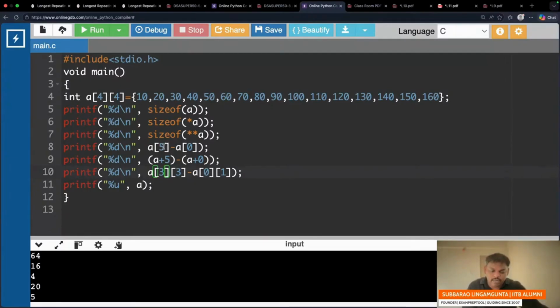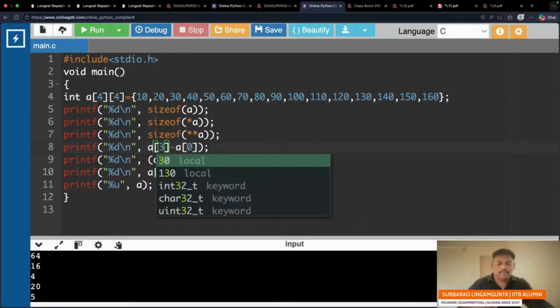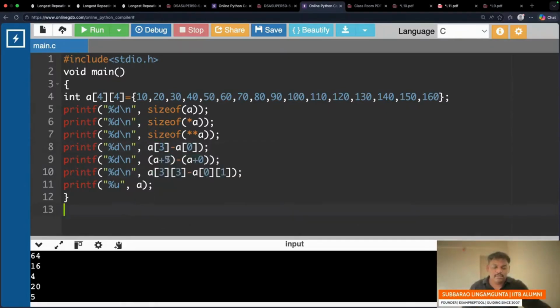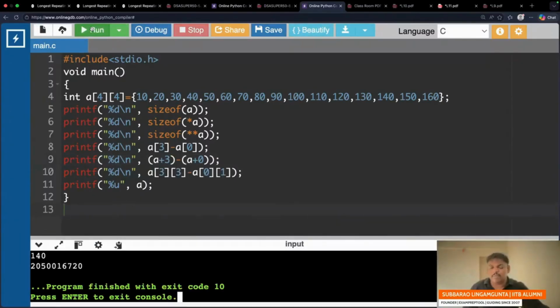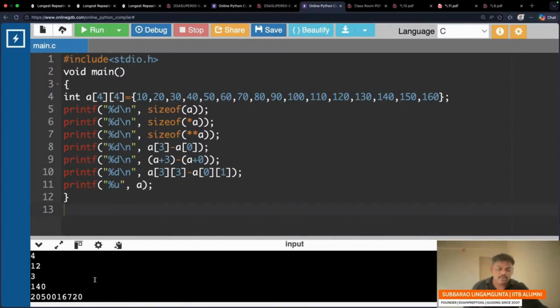So if you want to make it simple, let's make it 3. You will see some good results. Here also make it 3. Otherwise, if it is not there, it will take further memory. Now you can check it. You will get the accurate answer. First one is 64, second one 16, third one 4.